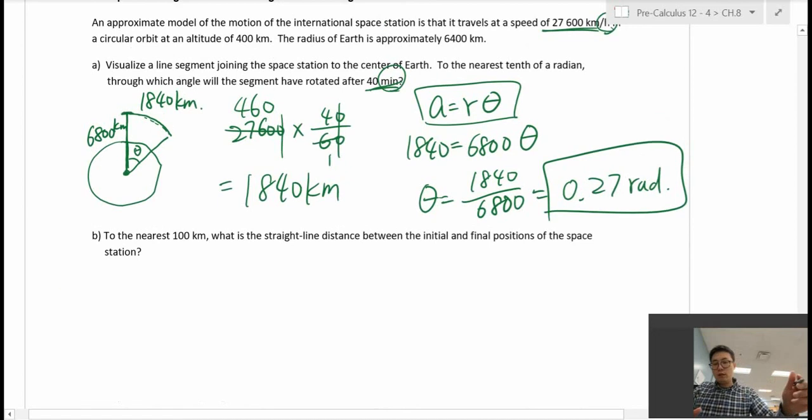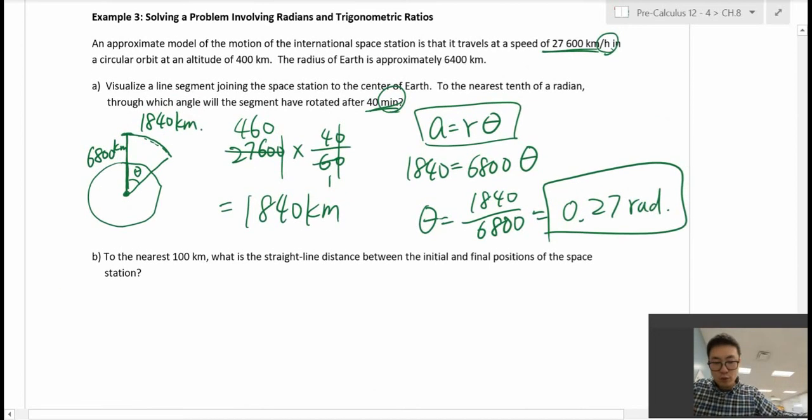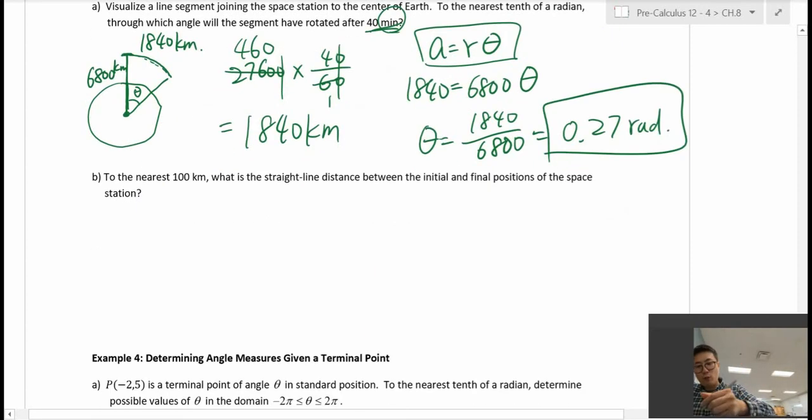Okay, continue to the nearest 100 kilometers. What is the straight line distance? Okay, we know we're gonna skip this question. You need to use cosine law. I don't know if you know what. I'll do it just in case you want to figure it out, right?